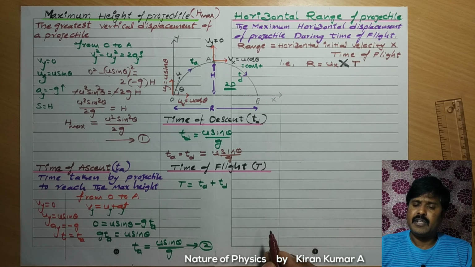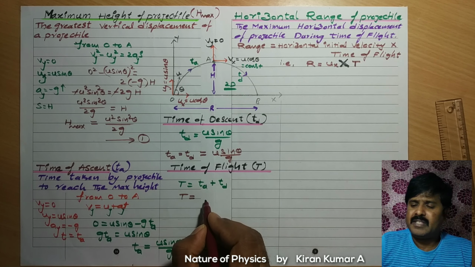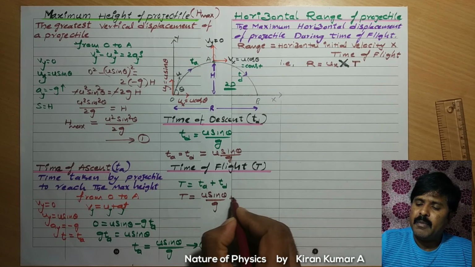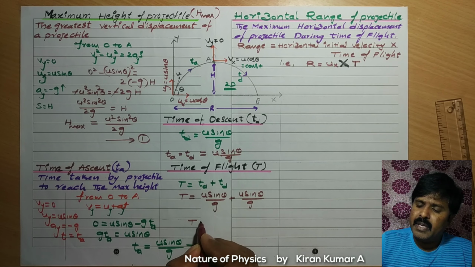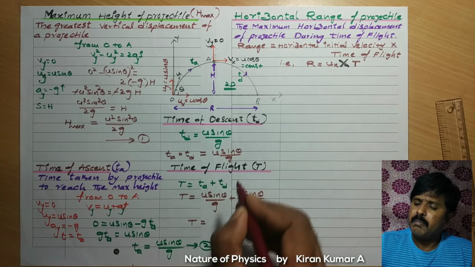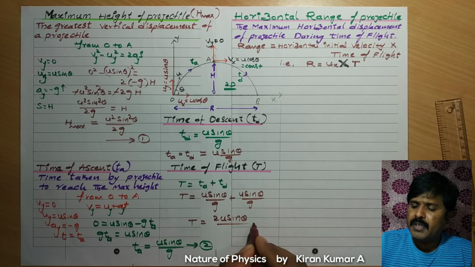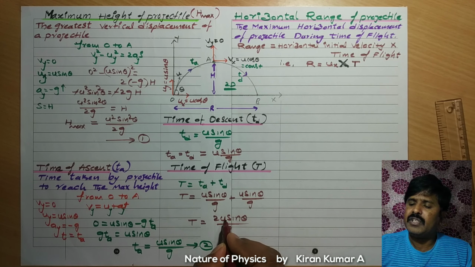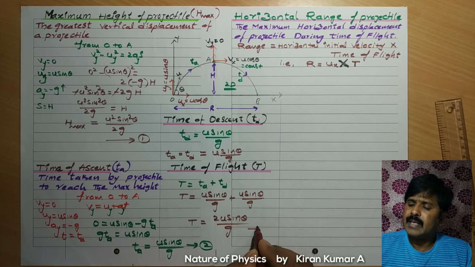Next, time of flight is there, student. In the time of flight we can write the sum of the time of ascent and time of descent. So time of ascent is equal to u sin theta by g, and time of descent is also u sin theta divided by g. So the total time for the path OAB is the time of flight, that is 2u sin theta divided by g, student. Time of flight depends on the initial velocity and also on sin theta, student. Now I can write this as equation number 3, student.